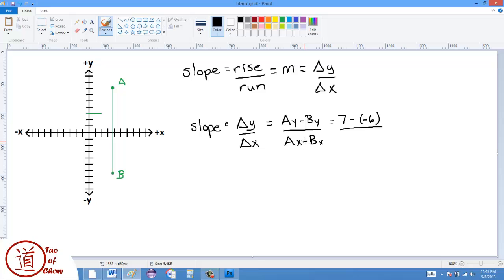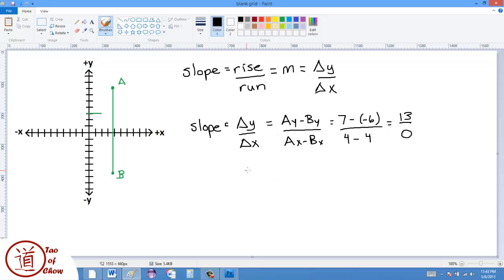Ax we'll say is approximately 4, and bx is approximately 4. And then what we get is 13 over 0, and division by 0 is impossible. So it means basically it's not defined, and that is the slope of any vertical line. Okay, it is not defined.